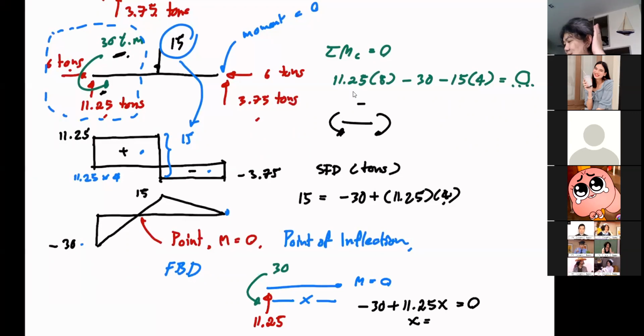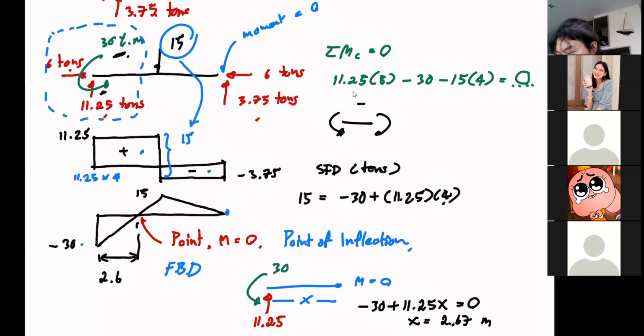How much is that? Where's my calculator? Here. 2.67. Pardon me? 2.67. Thank you. Okay, makes sense because this x needs to be less than 4, right? Judging from our bending moment diagram. So yeah, we get 2.67, which is less than 4, so that makes sense. Okay, so our first thing out of the window.